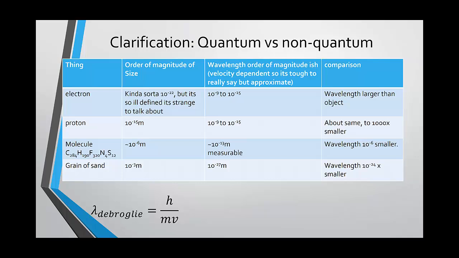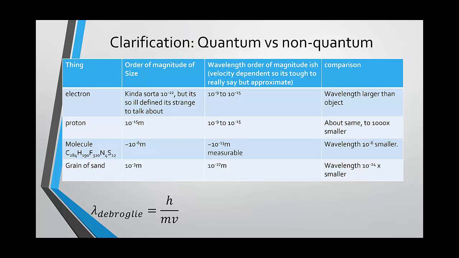There are things that we always think of as quantum mechanical objects, like an electron. An electron, depending on how you exactly want to count it, you could say is about 10 to the negative 22 meters. But its wavelength is, and this is tough to say with a hard number because it's dependent on velocity as well as mass, but we can give some approximate numbers. Its wavelength is somewhere between 10 to the negative 9th and 10 to the negative 15th, which means that its wavelength is actually larger than the particle itself. And anytime that you're in a situation like that, it's automatically going to be a quantum mechanical particle.